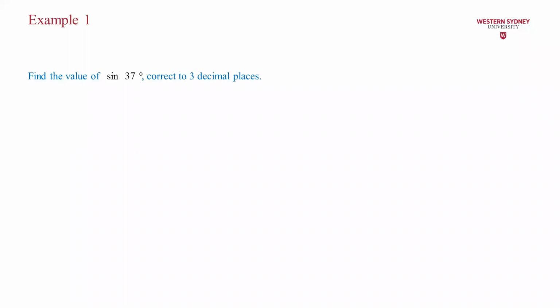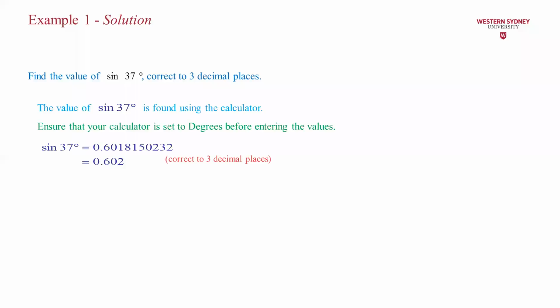Example 1. Find the value of sine 37 degrees, correct to 3 decimal places. The value of sine 37 degrees is found using the calculator. It is important to make sure your calculator is in degrees mode before entering any values. So when we do sine and 37, we get the answer there. We round that then to 3 decimal places.